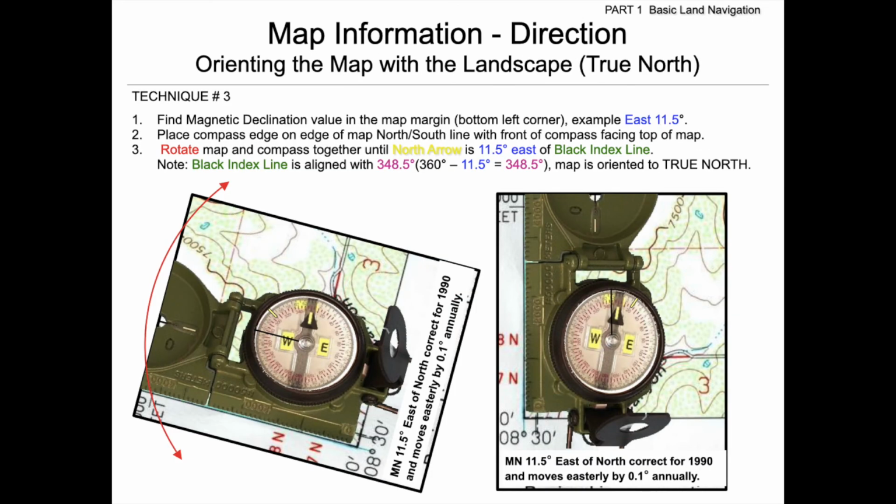All right, so the third technique is to find the magnetic declination value in the map margin. Okay, example is east 11.5 degrees. Number two, place the compass edge on the edge of the map, north and south line, with the front of the compass facing the top of the map, obviously. Number three, rotate the map and compass together until the north arrow is 11.5 degrees east of the black index line. Note, the black index line is aligned with 348.5 degrees. The map is oriented to true north.